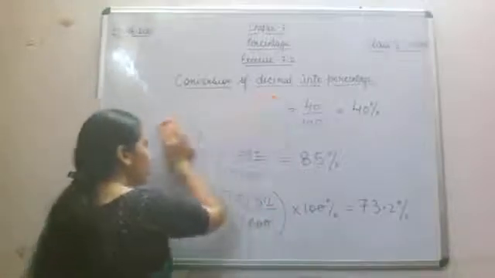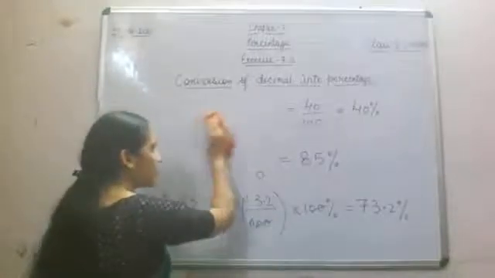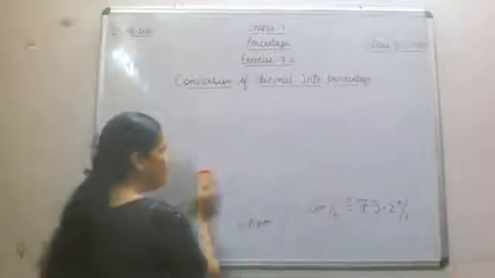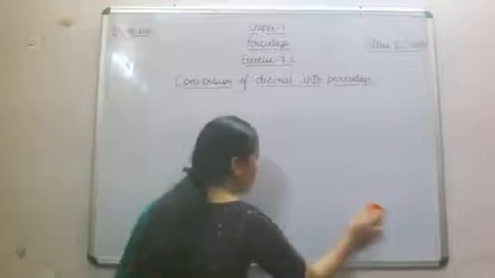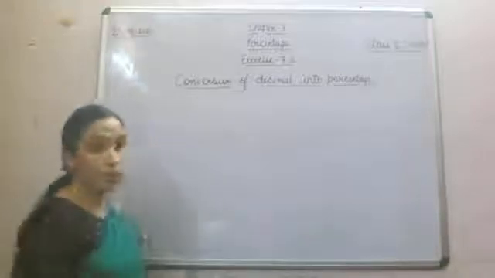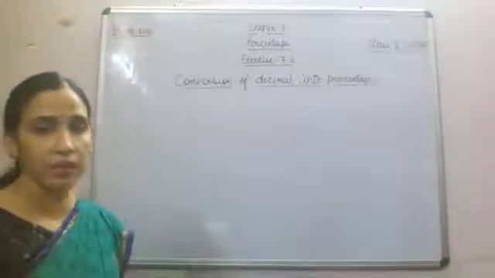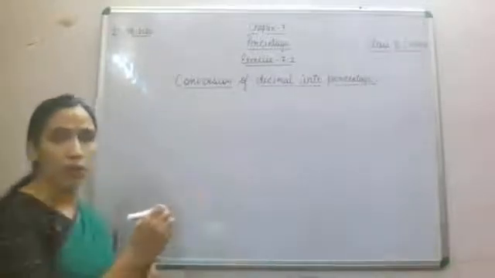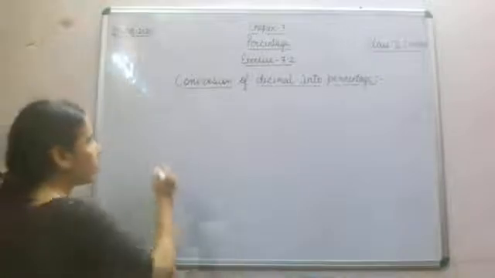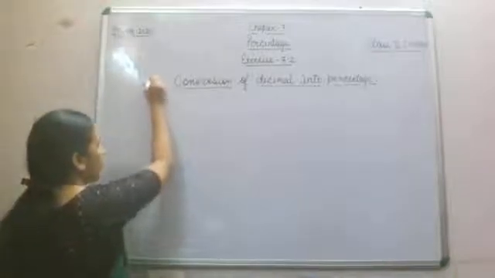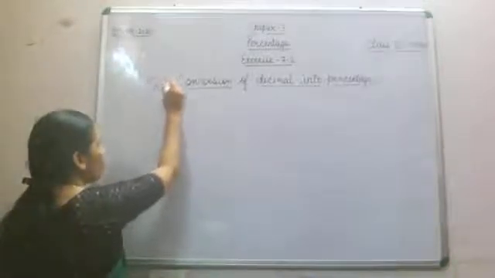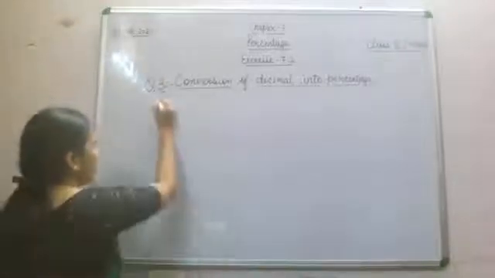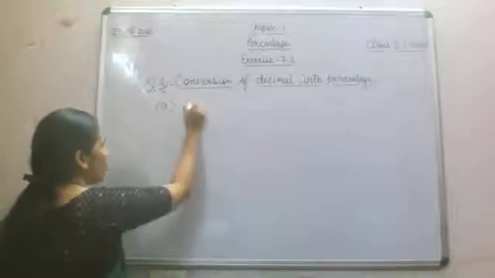Now children, let's see question 3 of exercise 7.2, which is of the same concept, conversion of decimal into percentage. So let's start that. Question number 3 of exercise 7.2, conversion of decimal into percentage. Now A part, what is A part? A part which is given in your book is 1.8.